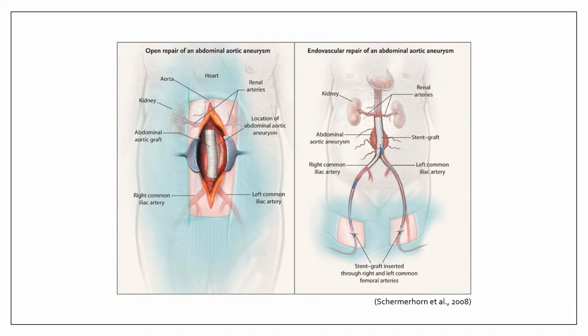Reasons for different types of repair could include patient's anatomy, the seriousness of the case. If the aorta has already ruptured and there's no way that the surgeon thinks that it could be repaired with an endovascular approach, they might elect for an open procedure. It kind of depends on patient condition.